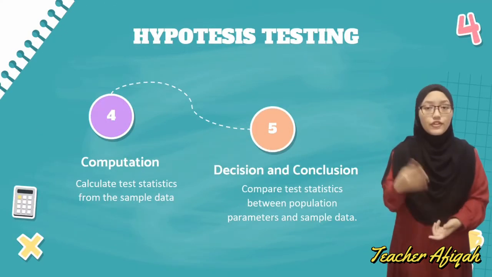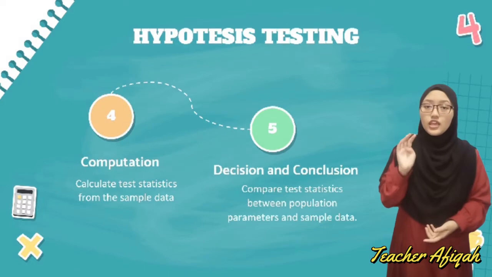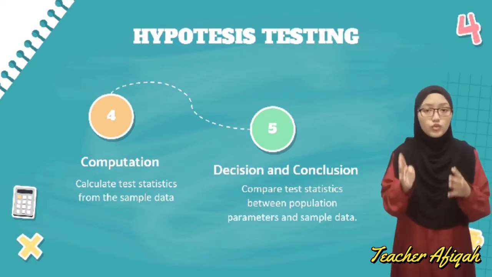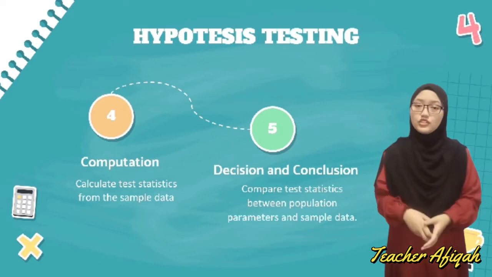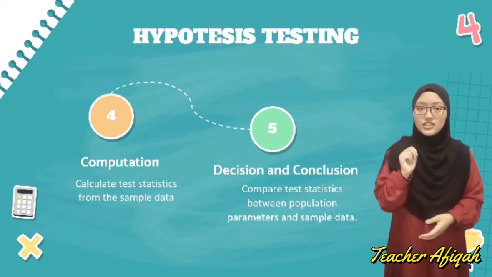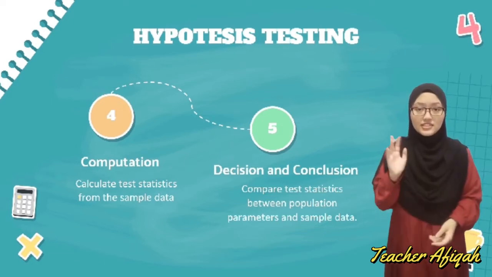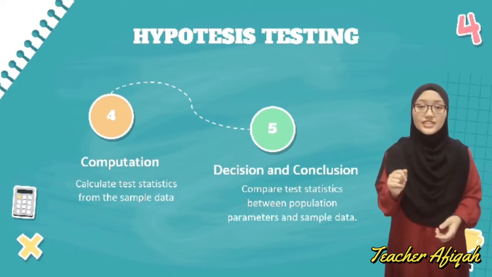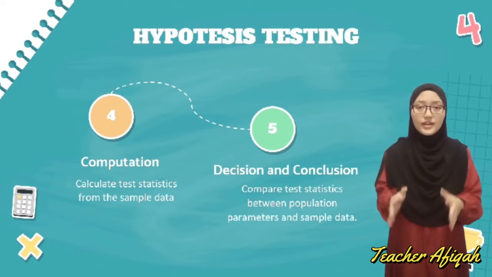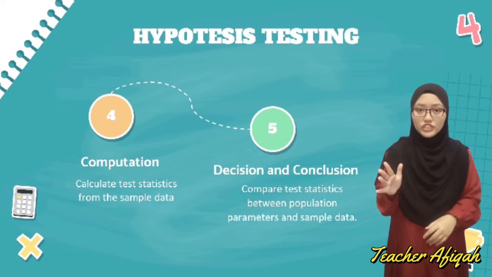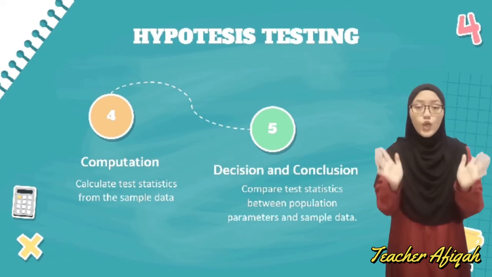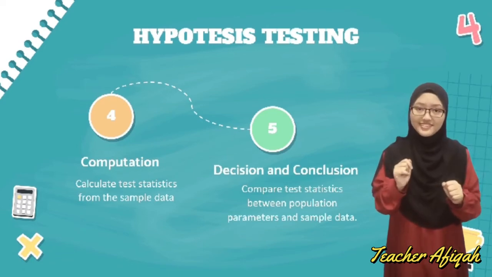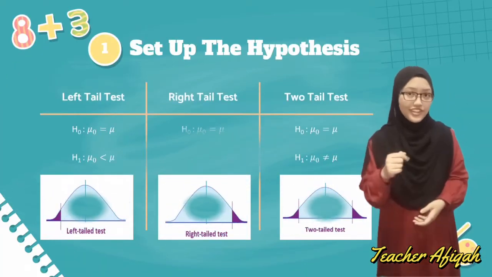Next, we go to step 4, which is computation. In the computation step, we need to calculate the null hypothesis by using the test statistic that we chose in step 2. But last but not least, in step 5, we need to provide the decision, which compares the test statistic between population parameters in step 3 and the test statistic from sample data in step 4, and then we conclude the answer to the question. Let's move on to more details.